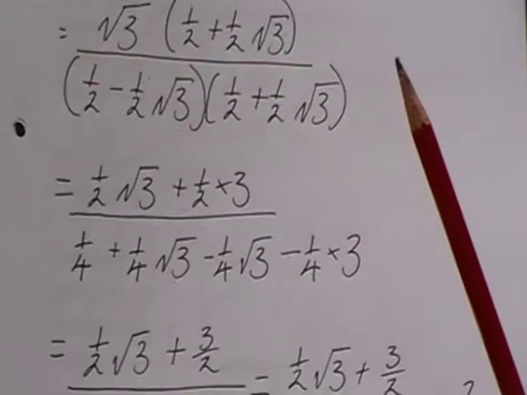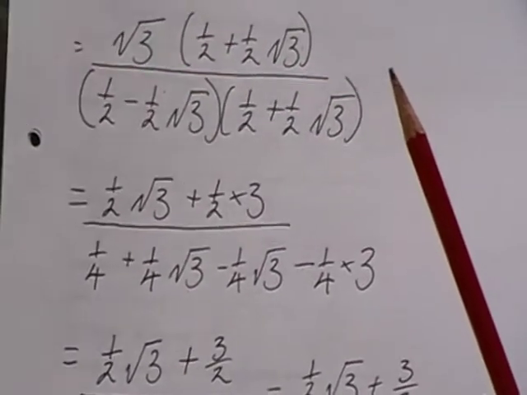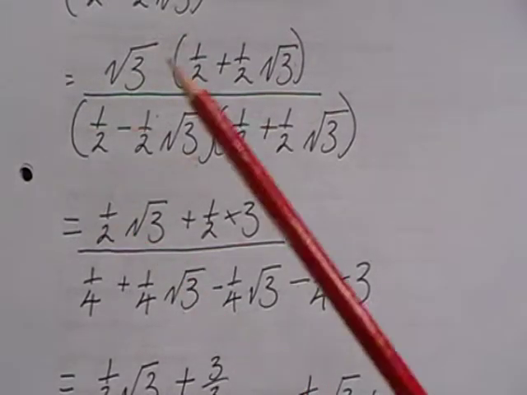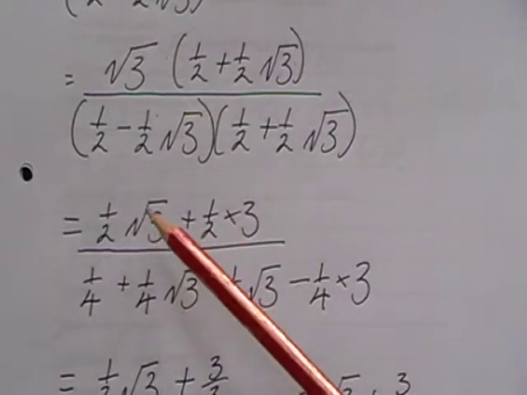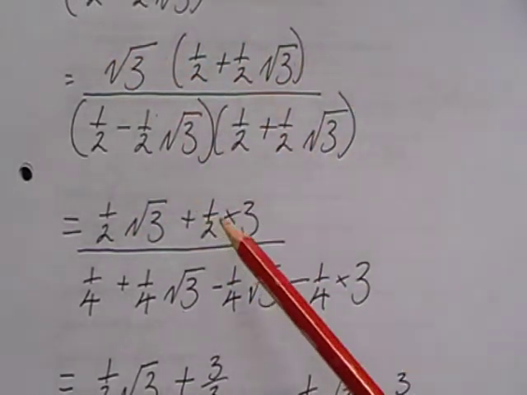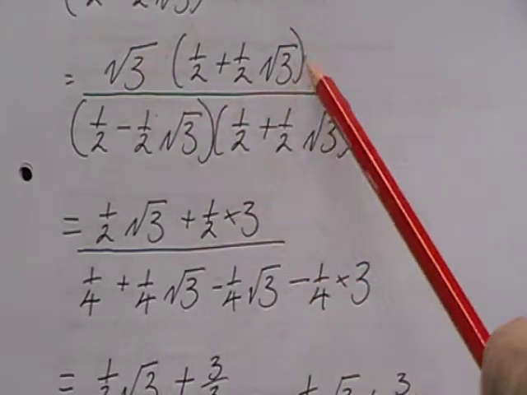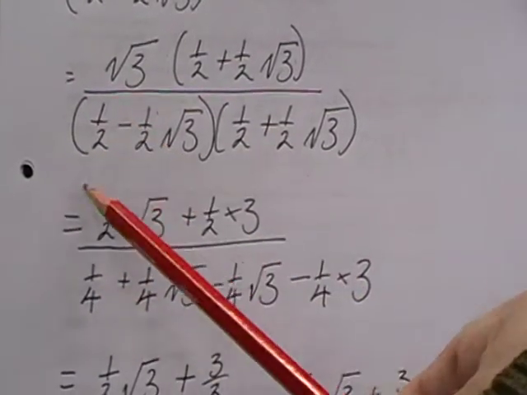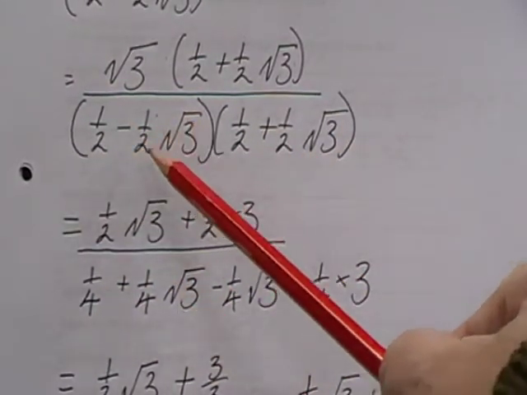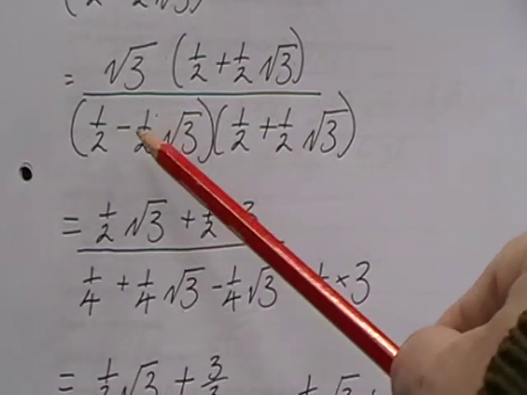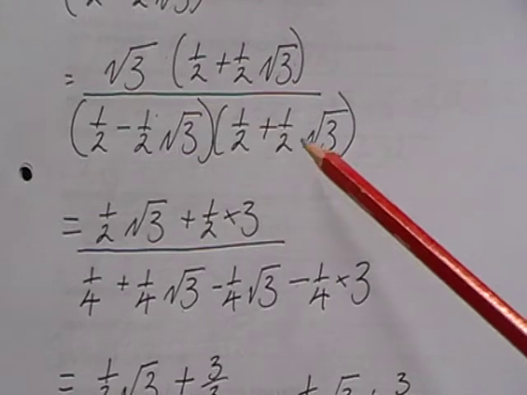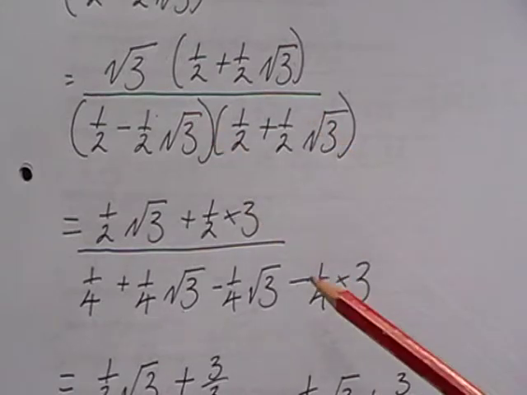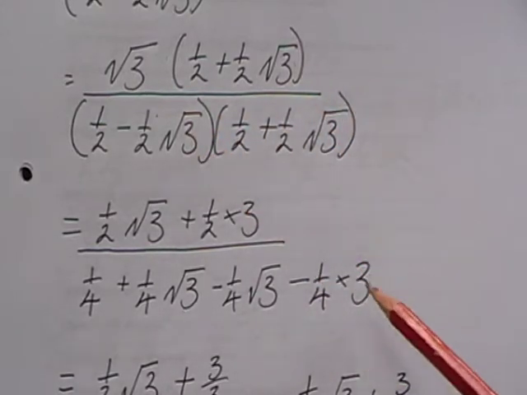So moving on. So we multiply out those values, and we have root 3 times a half, and root 3 times a half root 3. And obviously root 3 times root 3 gives us a value of 3 there. Underneath we're going to end up with a half times a half, a half times a half root 3, negative a half root 3 times a half, and negative half root 3 times positive half root 3. Everywhere you get a half times a half is obviously a quarter, and everywhere you get root 3 times root 3, you end up with 3.